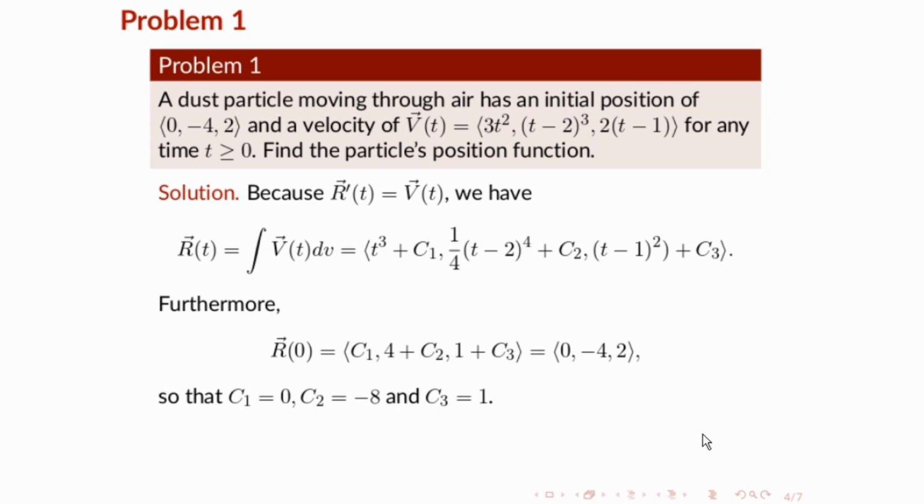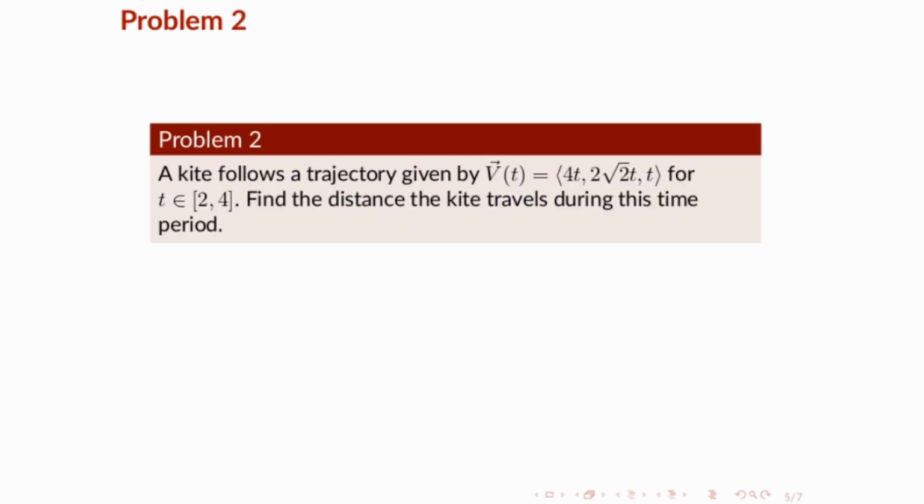Now that we have these initial constraints, we can plug them back into the integral. And so we have our position function being t³, 1/4 (t - 2)⁴ minus 8, because constant 2 is -8, and (t - 1)² plus 1, because constant 3 is 1. Let's move on to our second problem.